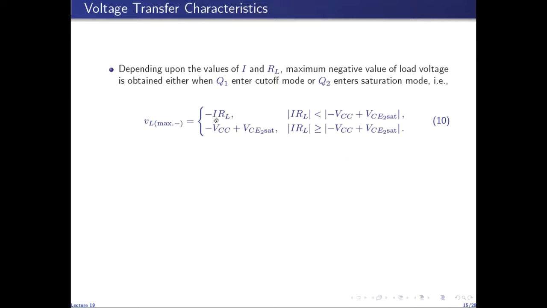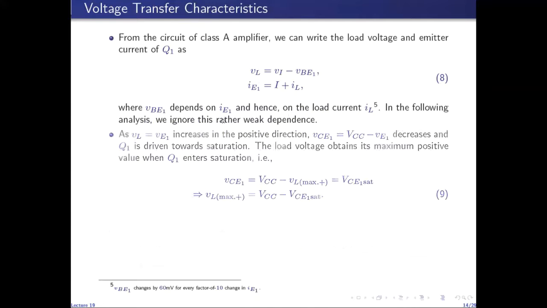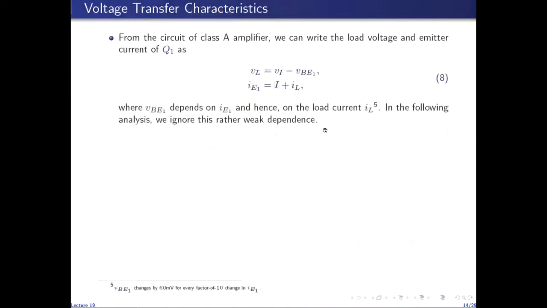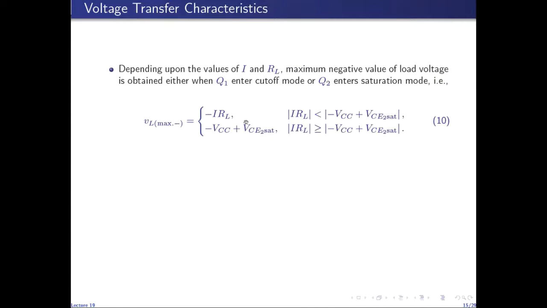So when Q1 enters cutoff mode, IE1 will become 0 and minus IL will become I. In other words, IL will become minus I. So VL at that point will be minus capital I times RL. So this condition here, this maximum is obtained when Q1 enters cutoff mode.